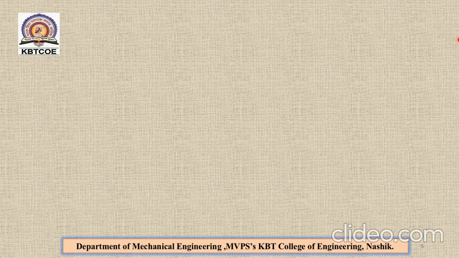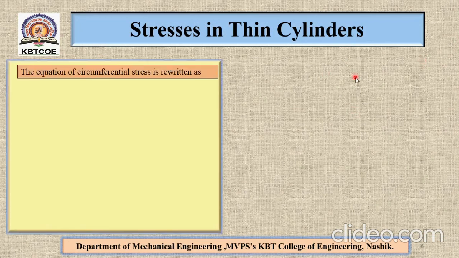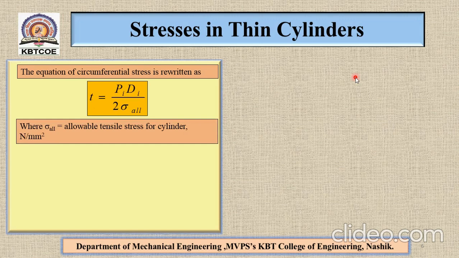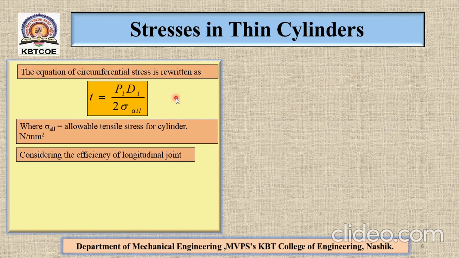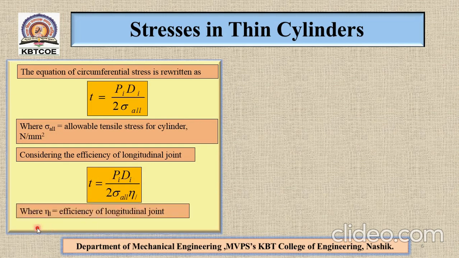Next, stresses in thin cylinders. The equation of circumferential stress is rewritten as T equal to Pi into Di upon 2 sigma all, where sigma all is equal to allowable tensile stress for cylinder material. Now see, in the above equation, the efficiency of the welded joint is not considered. So considering the efficiency of the longitudinal joint, the above equation becomes T equal to Pi into Di upon 2 sigma all into eta L, where eta L is equal to efficiency of longitudinal joint.